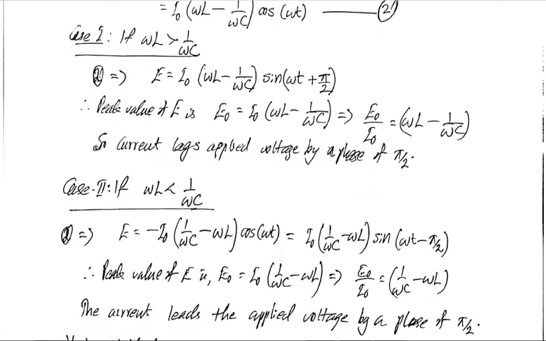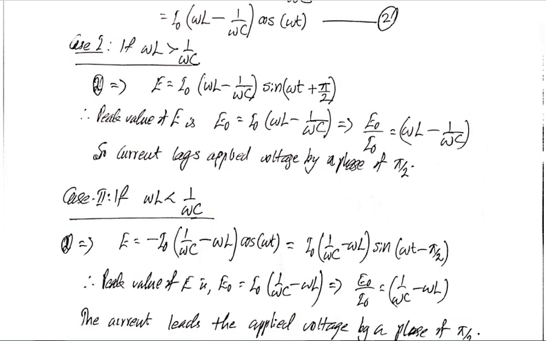Now there are two cases. If the inductive reactance is greater than capacitive reactance, then from equation 2 we see that E equal to I0 into omega L minus 1 by omega C into cos omega t can be written as sin omega t plus pi by 2. Now the peak value of E can be represented as E0 equal to I0 into omega L minus 1 by omega C. So E0 by I0 is equal to omega L minus 1 by omega C. It is the reactance of the circuit. So the current lags the voltage by a phase of pi by 2.